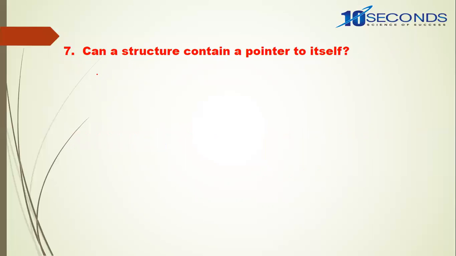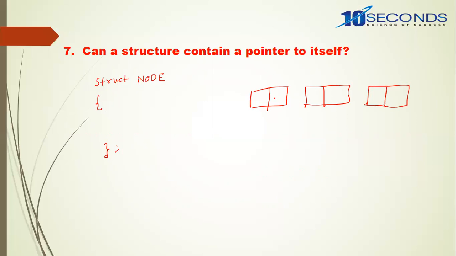You might have studied linked lists. For example, I write one structure definition: struct node. I just show here how the node looks. In a linked list, I take 3 nodes. This is at location 2000, this is at location 3000, and this is at location 4000.